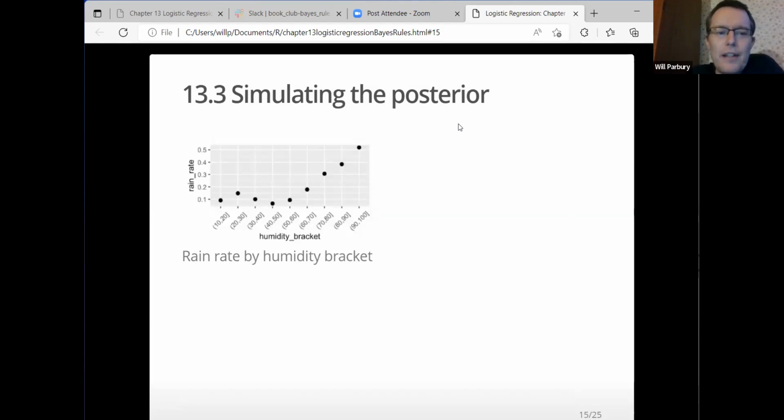And this is the rain rate by humidity bracket. So between 0 and 50, it's all pretty low. And then after the humidity goes over 50, there's a steady progression up. But as you can see, when it gets to the top bracket, 90 to 100%, the probability of rain the next day is still 50-50 roughly. So even if it's incredibly humid, you're not guaranteed rain.